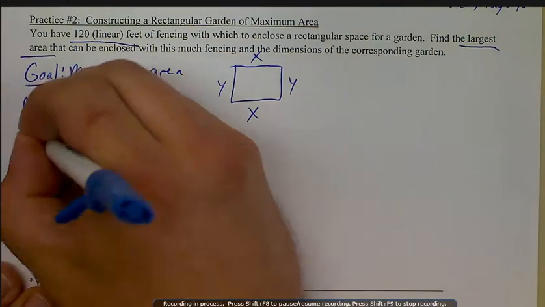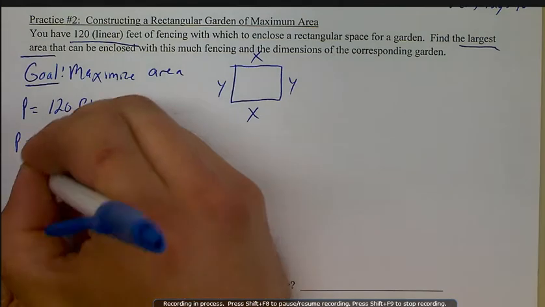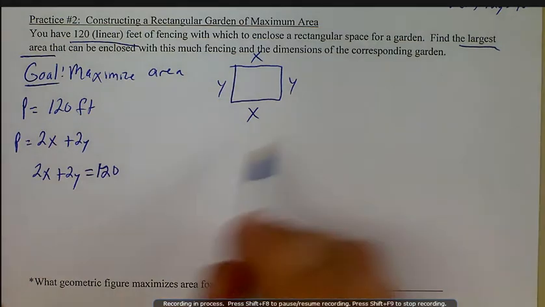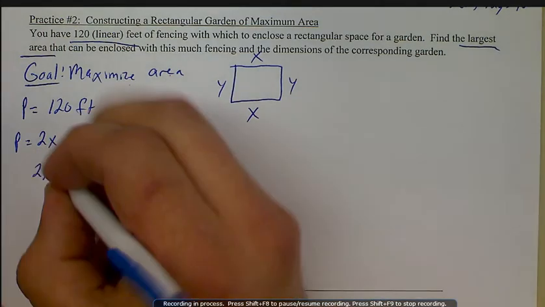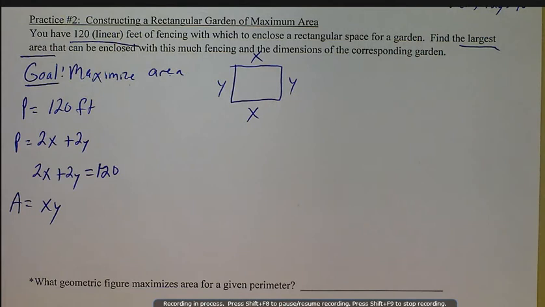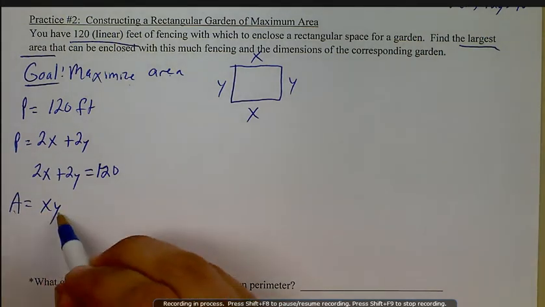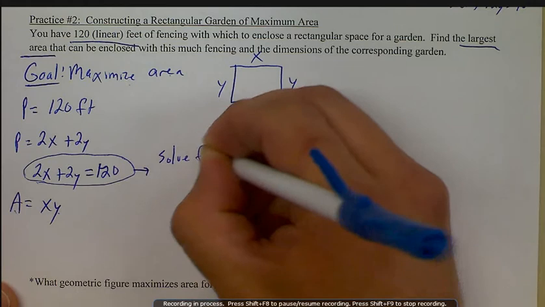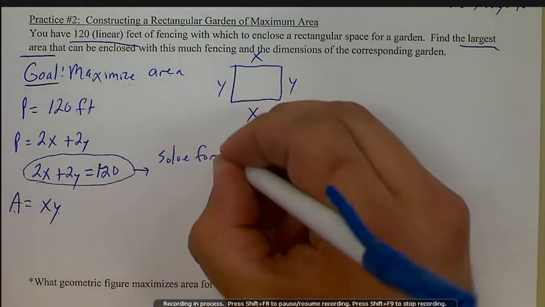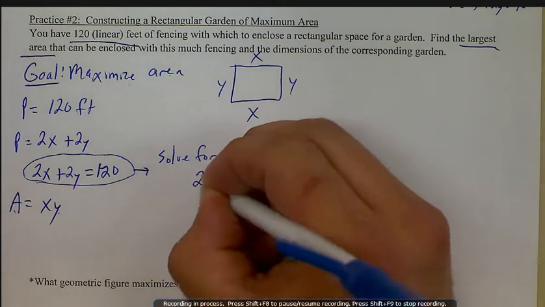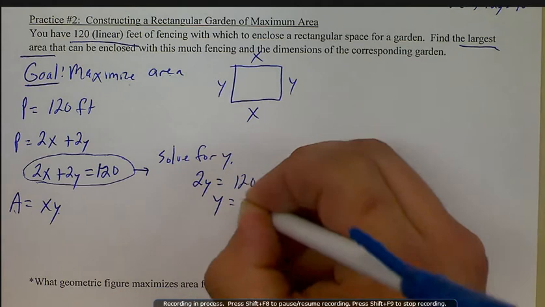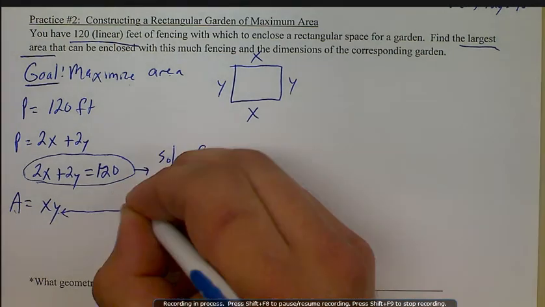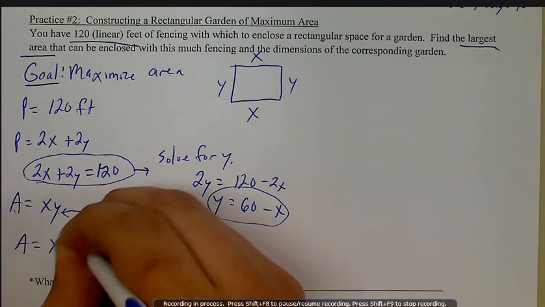So I have 2x plus 2y equals 120. Since my goal is to maximize area, I need an area function. Area is x times y. Again, I have three variables, but I want two. So I'm going to solve this perimeter function for a variable. It doesn't matter what you solve for. I'll solve for y again. Once I solve for y, I substitute it in, so my area is x times (60 minus x).